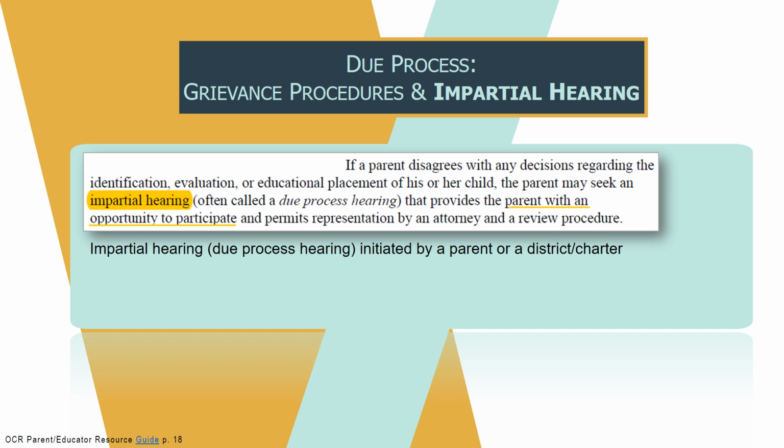An impartial hearing is sometimes called a due process hearing. Both the district and charter or a parent may request an impartial hearing under Section 504. For example, if a parent does not consent to an initial evaluation or refuses the implementation of the Section 504 plan, the district or charter can, but are not required to, request an impartial hearing to seek to override the parent's refusal.